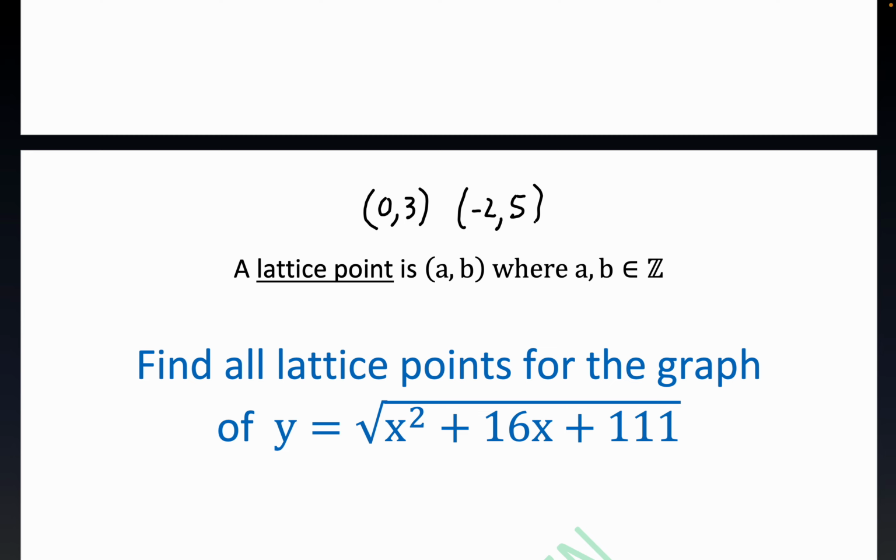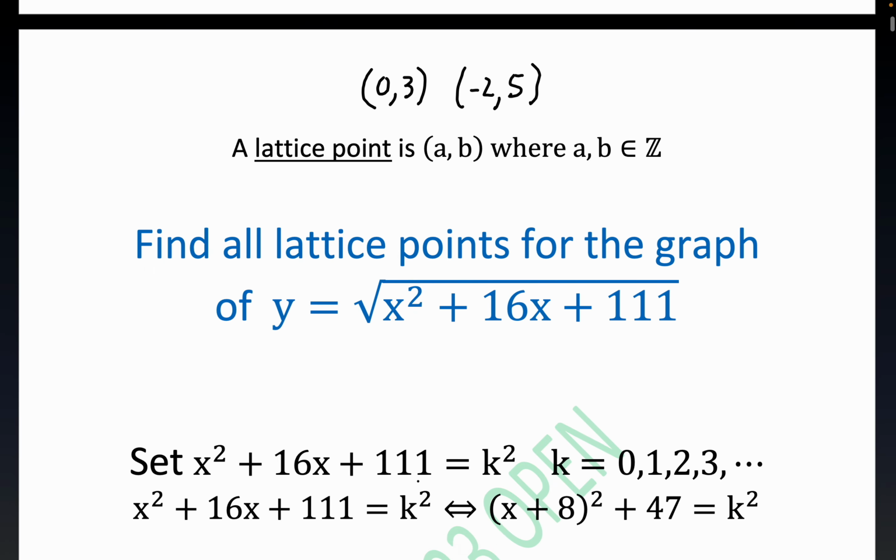Now what we're doing is trying to find all the lattice points on this particular graph, which you can see will be tantamount to finding when the radicand is equal to a perfect square. So by the letters that I'm using right here, we're actually looking for something like this: the square root of k squared equals k. So if we can find the k's that do this kind of thing, we'll be finding lattice points.